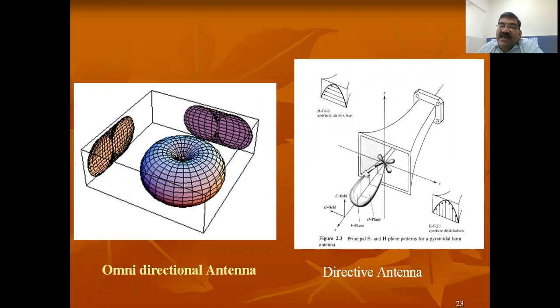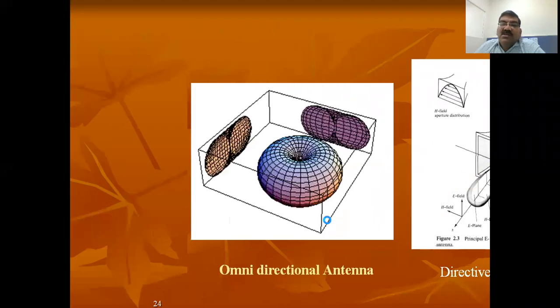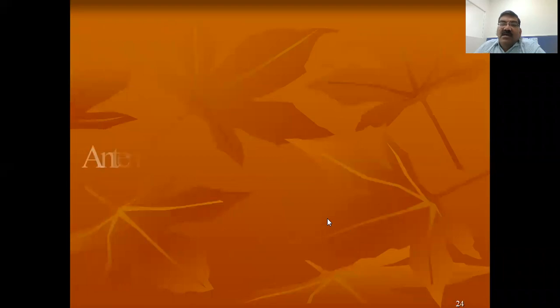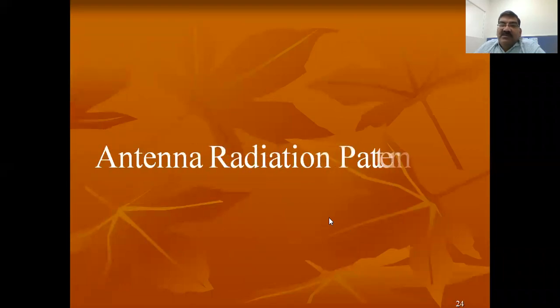This is also a directive antenna. This is also the radiation pattern. So it is particularly a directive antenna. It is radiating in this direction, the front side, and these are called the side lobes. We will discuss them afterward. In this direction, the radiation is poor. It is more focused in the front. Okay, so this is a directive antenna.